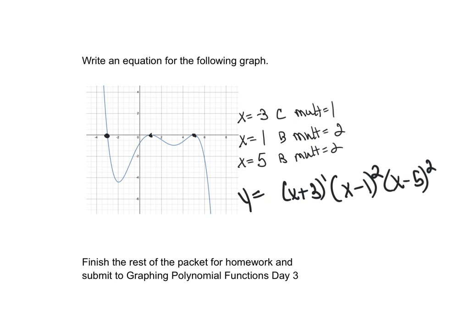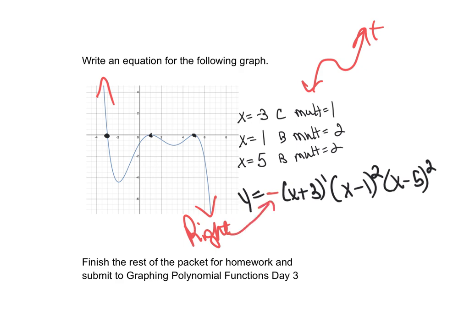However, we have to be careful because if you notice, this side is going up and this side is going down. The right-hand side is going down, okay? Which means if the right-hand side is going down, we would have a negative lead coefficient, okay? If it was a positive lead coefficient, it would be going up on the right-hand side, okay? But since it's going down on the right-hand side, that means it would be a negative lead coefficient, which would be that right there, okay?